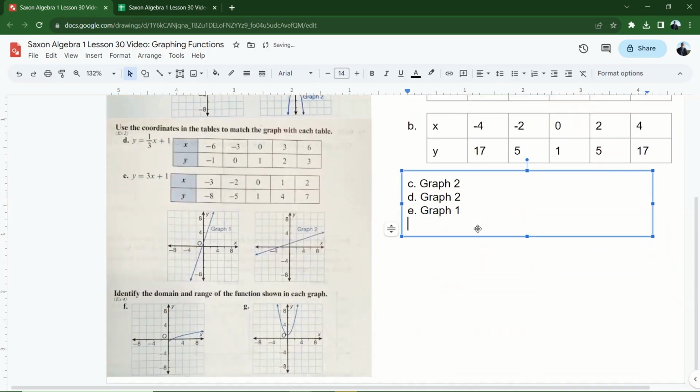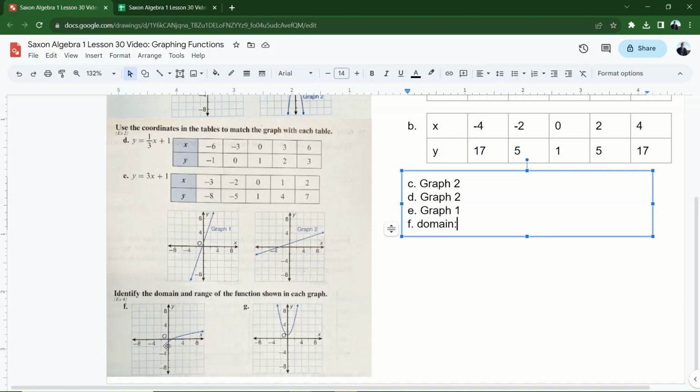Identify the domain and range. Whew, this is going to be the hardest kind of problem. The domain is all possible x values that you can plug into your equation. So what x values can I plug in for this equation? What values can x take on?